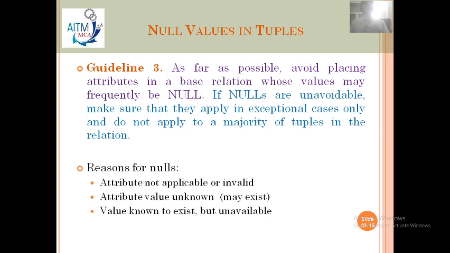Third one is it exists, you know it, but you don't want to reveal it. You don't want to give it. Purposefully, you will enter it as a null. Got it? Like your phone numbers. Got it? These are the three reasons for null values in the tuples.